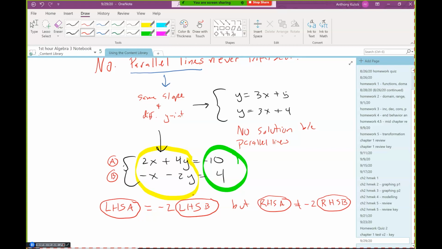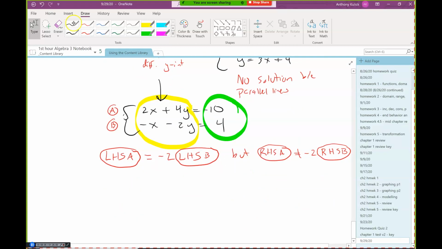So graphically, we know what this is going to look like. Parallel lines, we know what they look like. What is going to happen if I try to solve this system by substitution or elimination? Let's say we try to do this by substitution, and let's say we try to get the x by itself in equation B. Rewrite it, I guess.